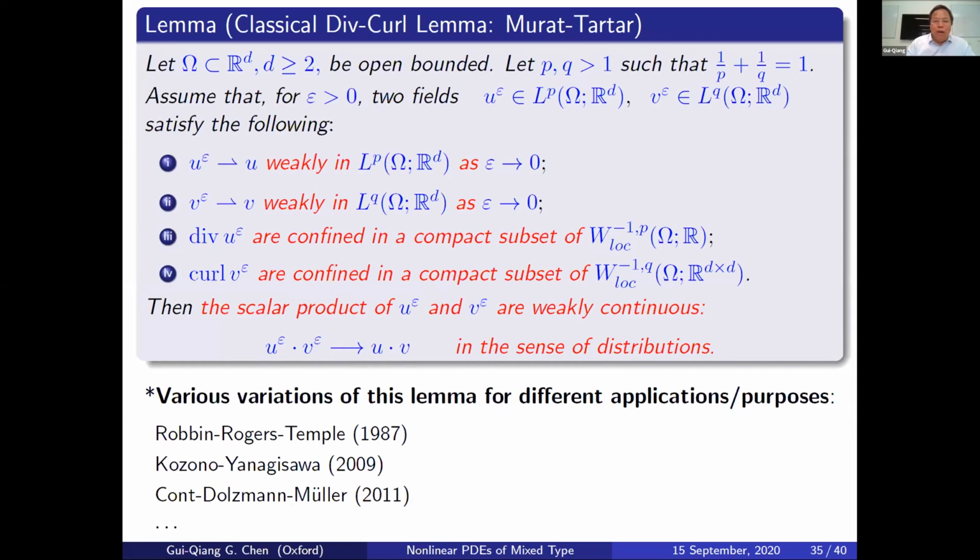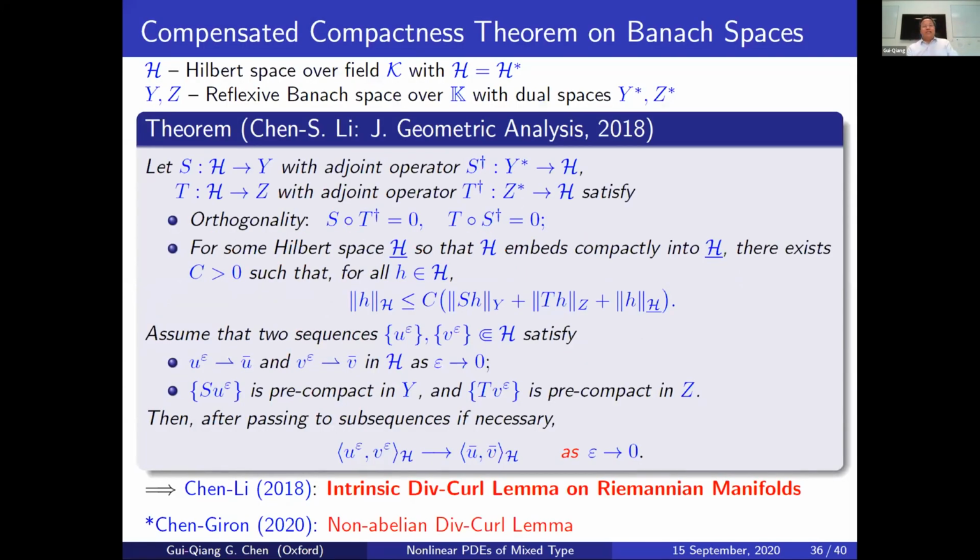Now we are concerned with this: previously I showed you the local coordinate version. Can we do it globally, for a manifold? So we extend this lemma to the Banach space. We set up this lemma in the following way. The main idea is the div-curl differential operator, so we can generalize to a general operator with an adjoint operator.